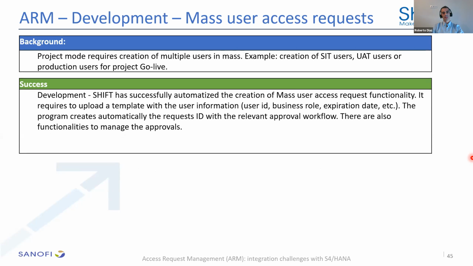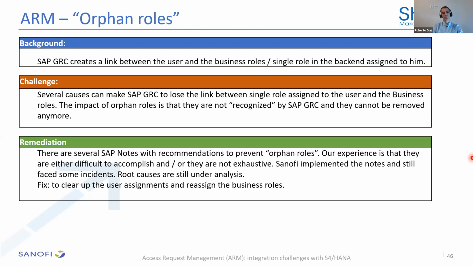This is the mass user access request development that I've mentioned. One of the challenges that we have is that SAP GRC has a link between users, business roles, and single roles. We often see that this link is broken because of different factors. Of course, there are SAP notes to try to minimize this problem, but they are very difficult to accomplish. The impact when this link is broken is that GRC does not recognize that single role for the user, and then we cannot remove the single role from the user.